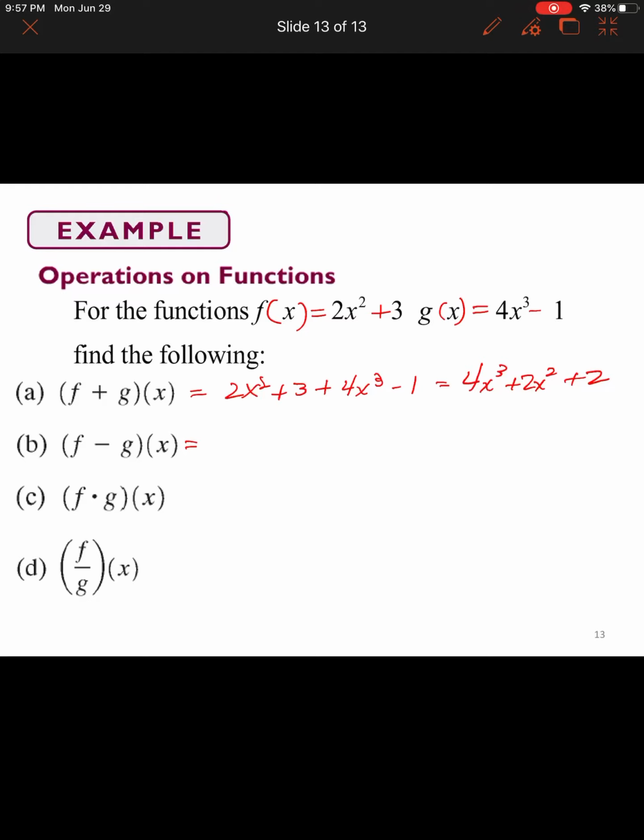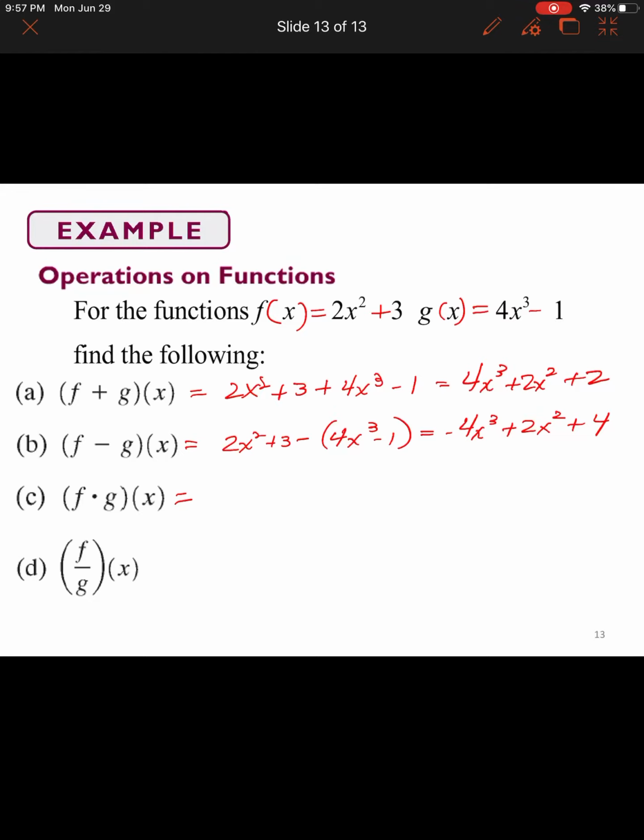Subtracting, you have function f, 2x squared plus 3 minus. Notice the second function, I tossed it into parentheses, equals negative 4x cubed. Then we have negative times a negative 1, that's positive 1 plus 3. And that's plus 2x squared plus 4. So, y'all fact check. Make sure I didn't make an error. I am human. Okay?